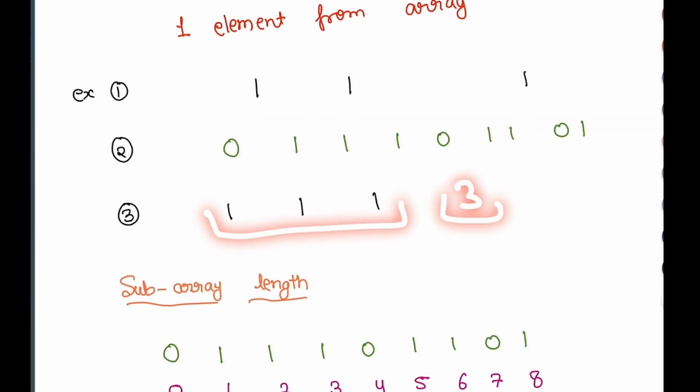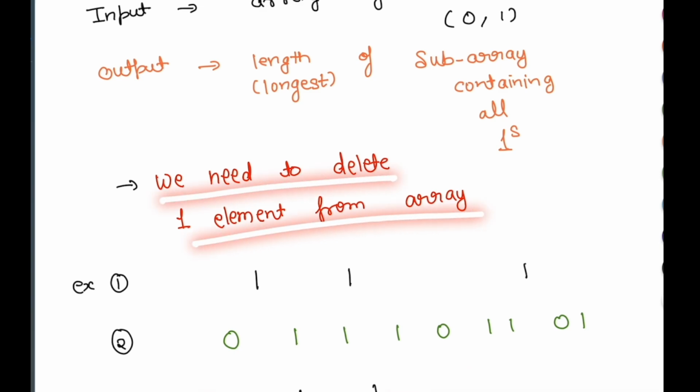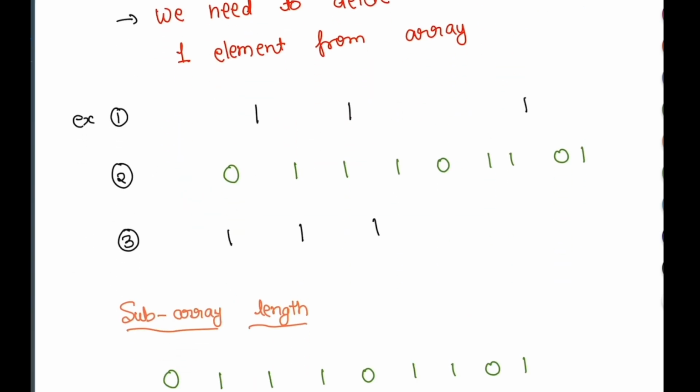The length is 3. But now the problem says that we need to delete one element from the array. Okay, we are going to delete it. Let us delete this element. If it contains all ones, you cannot delete a 0. So you will have to delete a 1, right?